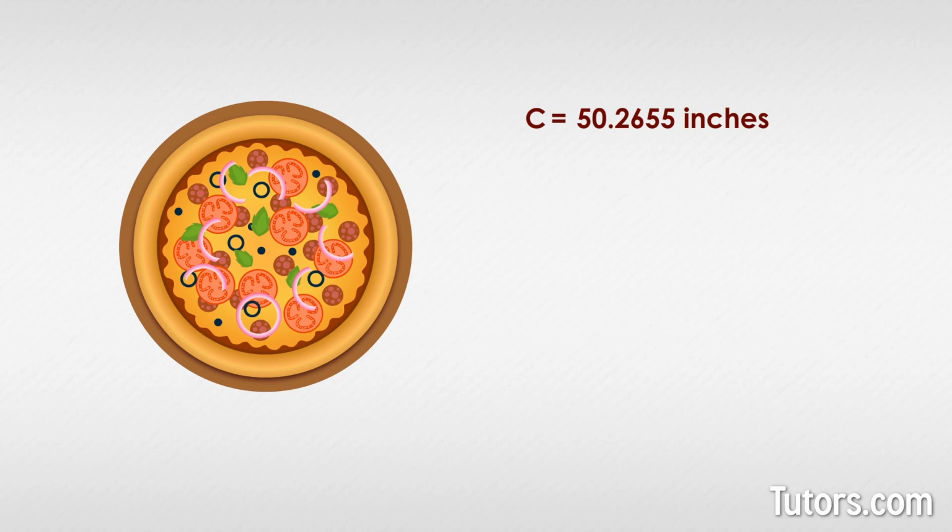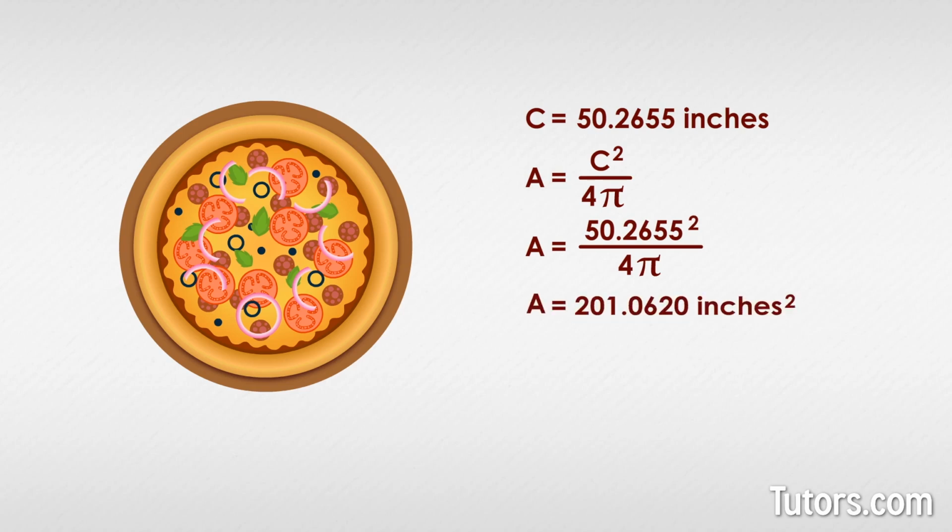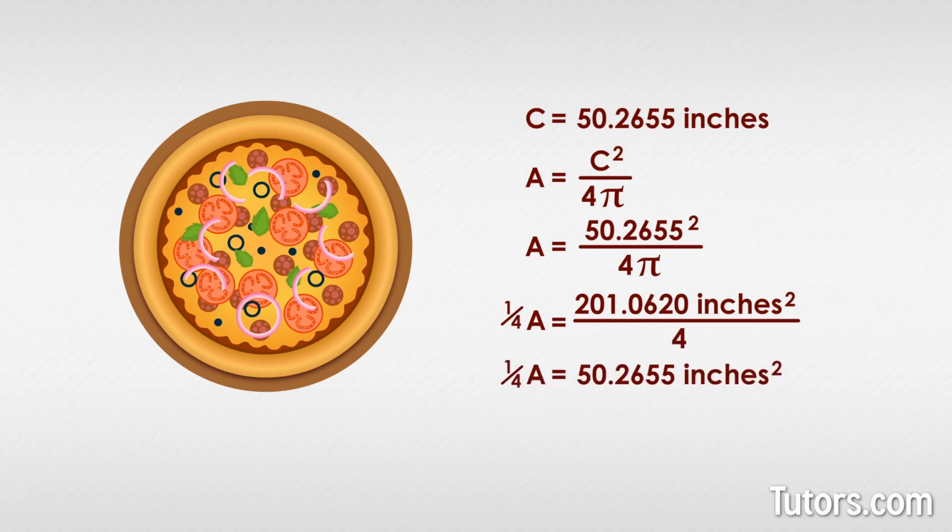Substitute 50.2655 inches for c in the formula. So you have A equals 50.2655 squared divided by 4 pi. Now simplify and you get A equals 201.0620 square inches. Equally divide that total area of your pizza among 4 friends, and you each get 50.2655 square inches of pizza.